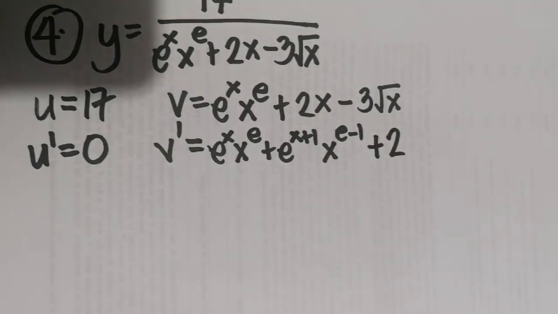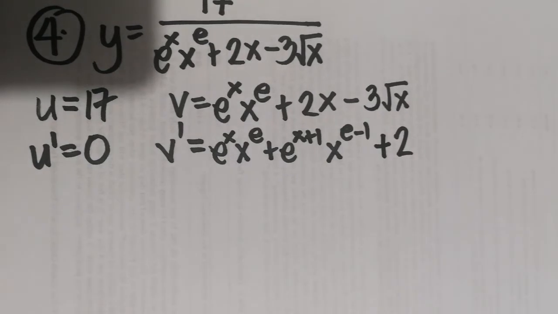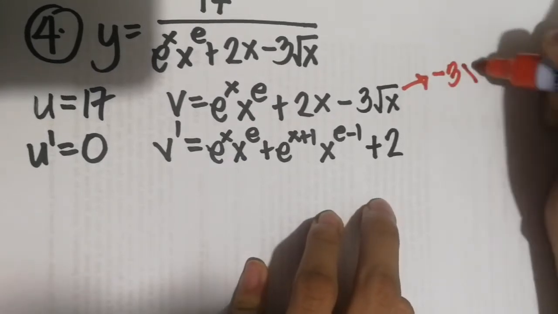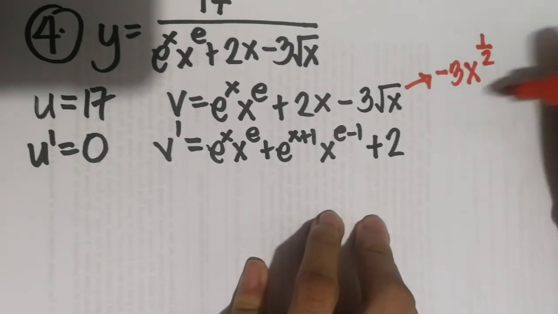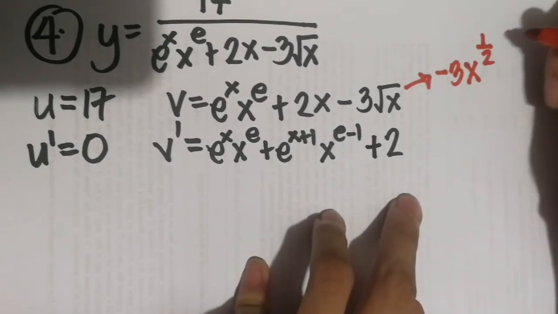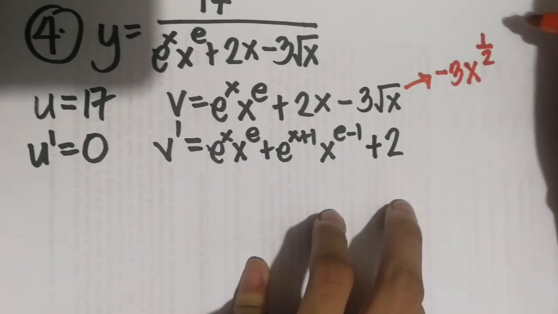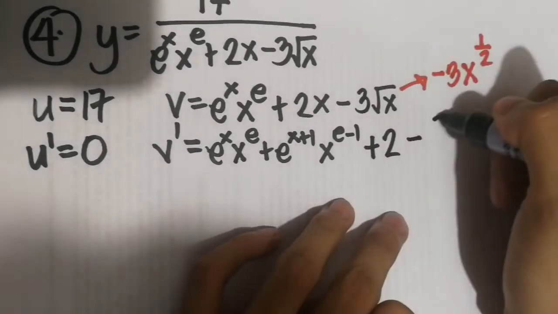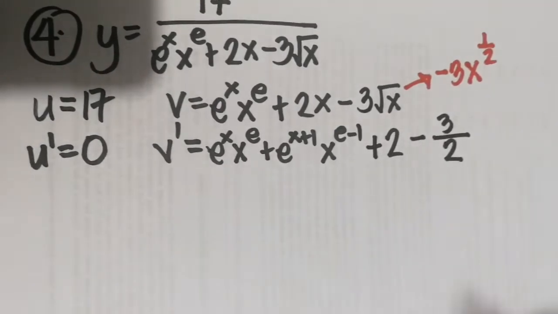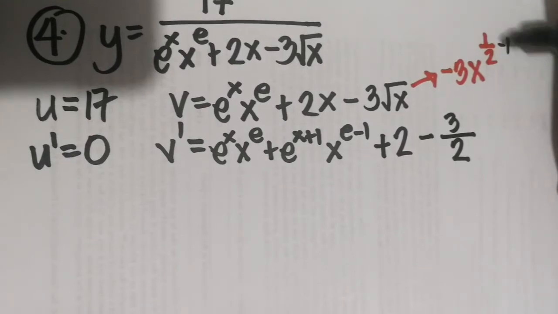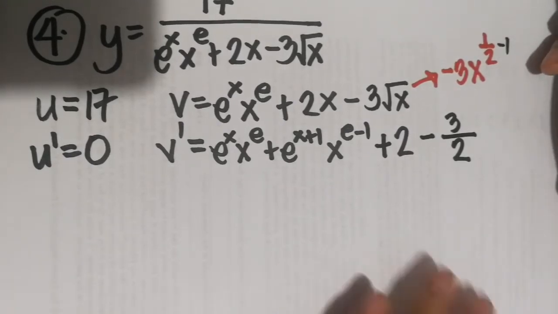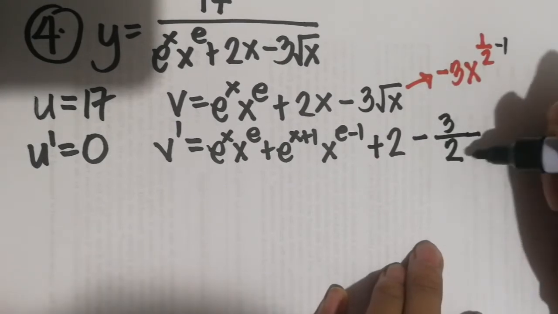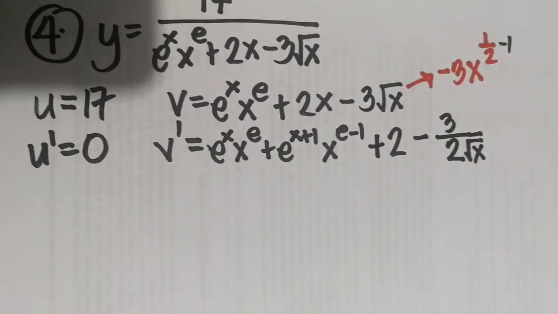Next is, we have negative 3 times the square root of x. So, this one can be written as negative 3 times x raised to 1/2. So, we will use the power rule here. So, derivative of negative 3x raised to 1/2, that will be 1/2 times negative 3 is negative 3 over 2. So, we have to subtract 1 from 1/2. So, that will give you negative 1/2. Therefore, we can write it as negative 3 over 2 times the square root of x.